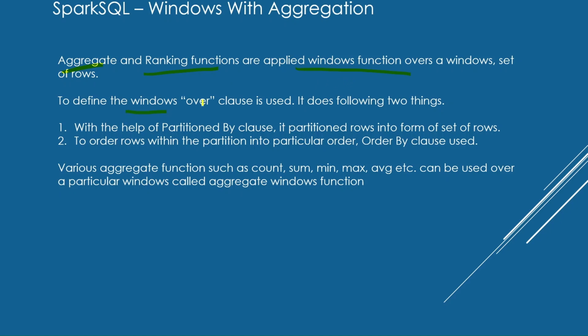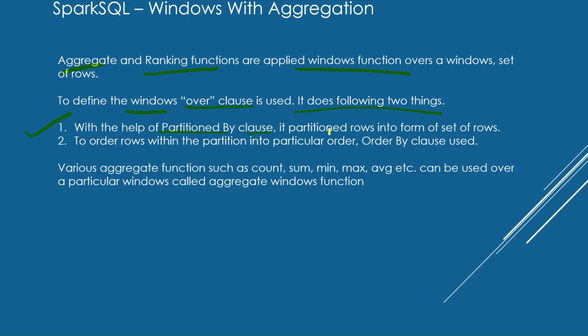To define window, we generally use over clause. So when we want to define a set of rows, generally we use over clause, and whenever we use the over clause, it does two things. One is, with the help of a partition by clause, it is partitioning the data based on a particular column. Means similar kind of records will be present in a single partition.